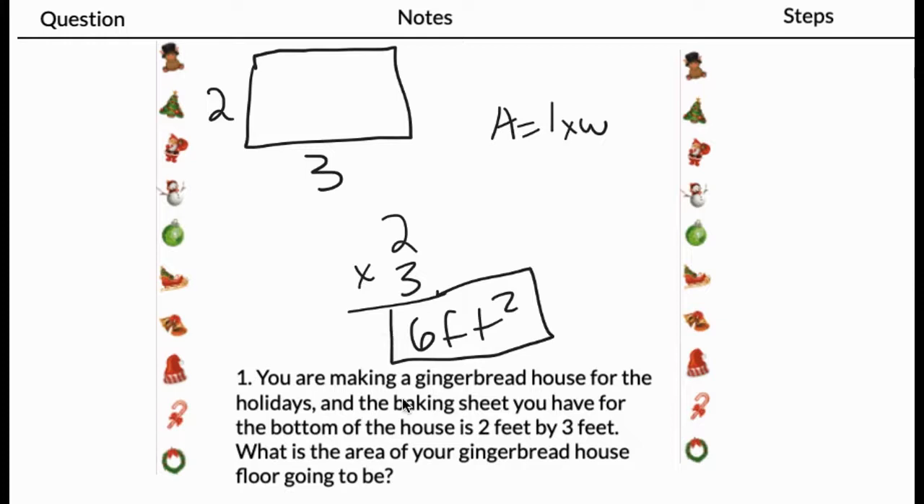So this specific question isn't that important, but figuring out what the question is asking and what type of question it is, now that might be important. So in this case, we're asked to find the area of the gingerbread house floor. I know that the floor is a rectangle, so my real question is, well, what's the area of a rectangle?